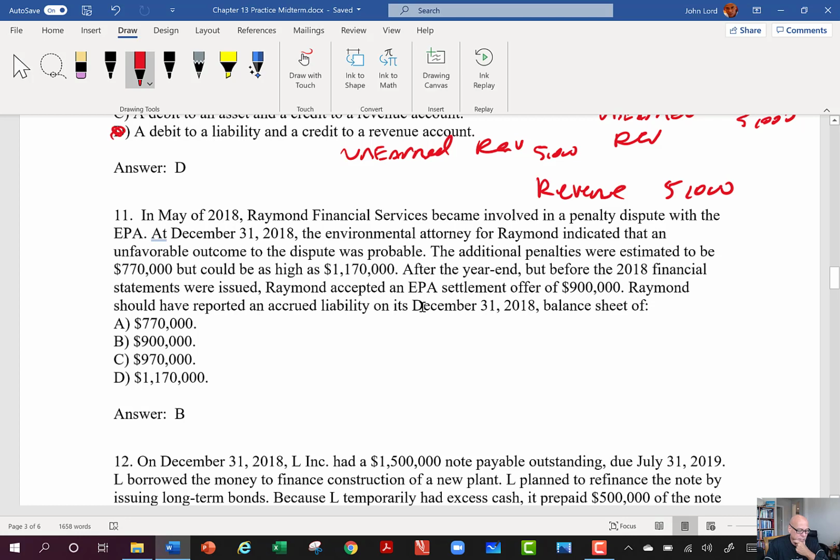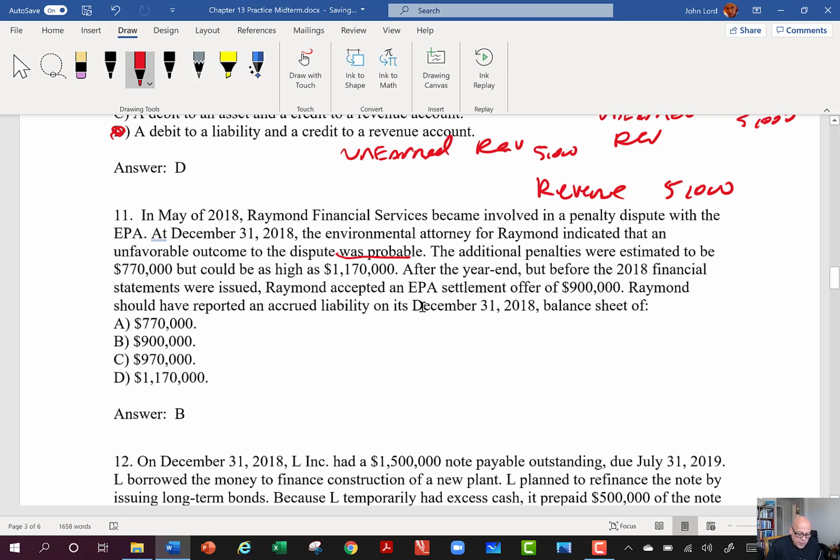I don't know. Anyway, at December 31st, 2018, the environmental attorney for Raymond indicated that an unfavorable outcome of a dispute was probable. Okay, there's the magic word. Probable. We're thinking, hey, as long as it's probable and we can reasonably estimate the amount that's going to be paid out on a settlement here, we're going to have to book a liability for that.